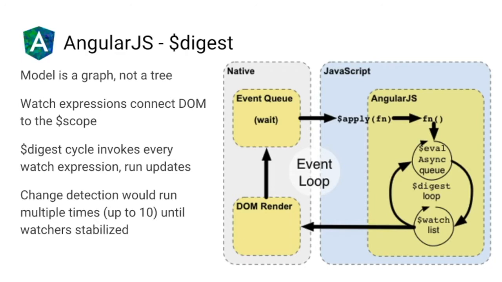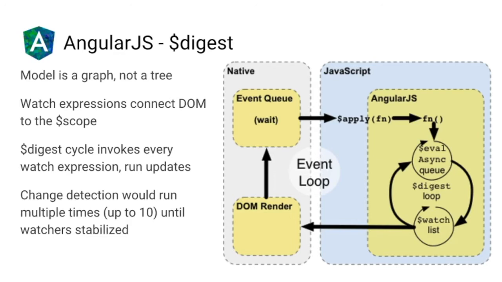And this is a picture of what happens. You have watch expressions that connect elements of the DOM to your model. Angular has this concept of a digest cycle. Every time you do something that could need to propagate to a change in HTML, you call this digest cycle that runs all the watchers, all the watch expressions, sees if their output value has changed, and if it has, then it runs their apply function.